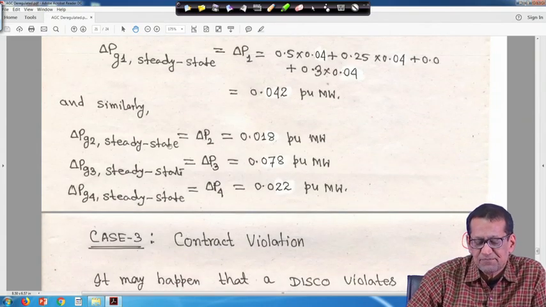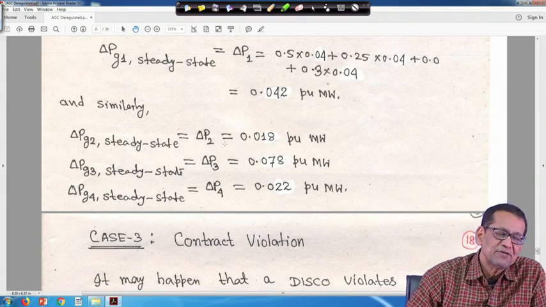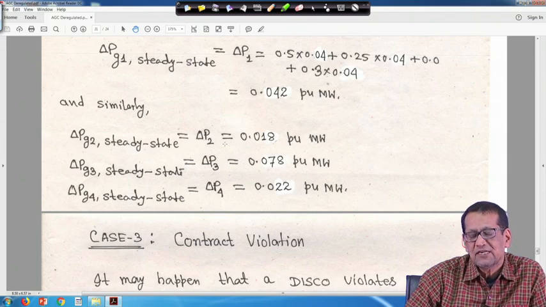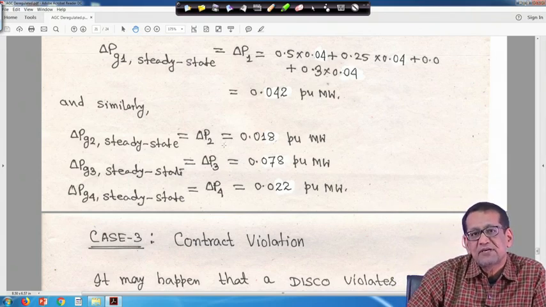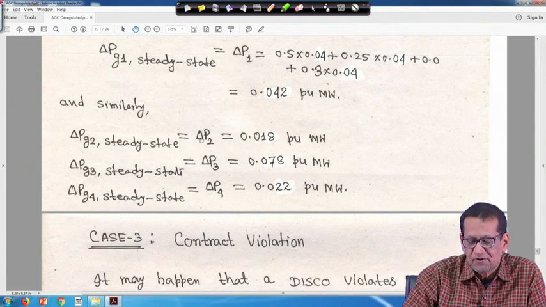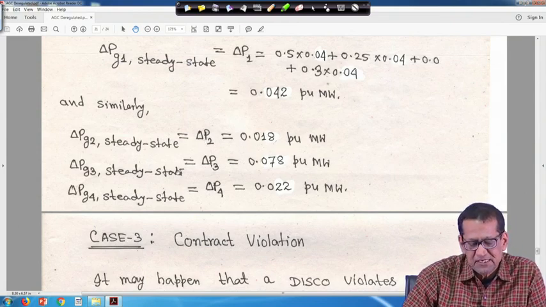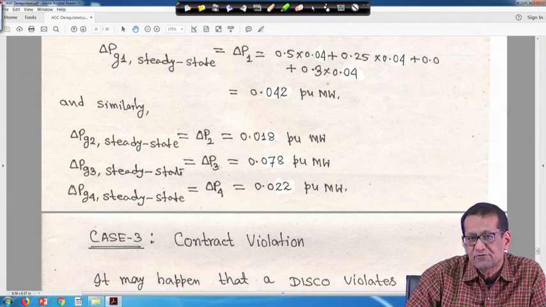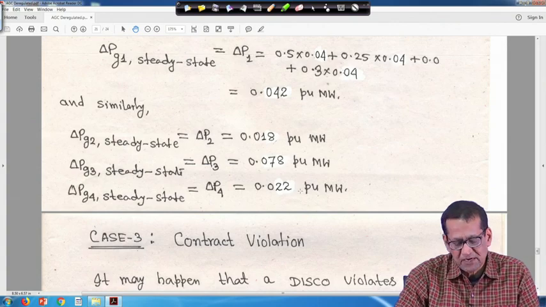Now, similarly, delta Pg2 steady state is equal to delta P2, which is Cpf21 delta PL1 plus Cpf22 delta PL2 plus Cpf23 delta PL3 plus Cpf24 delta PL4. If you compute, it will become 0.018 per unit megawatt. Similarly, for delta Pg3 steady state, if you do it in a similar way, it will be 0.078 per unit megawatt. Similarly, delta Pg4 steady state will be 0.022 per unit megawatt, right.